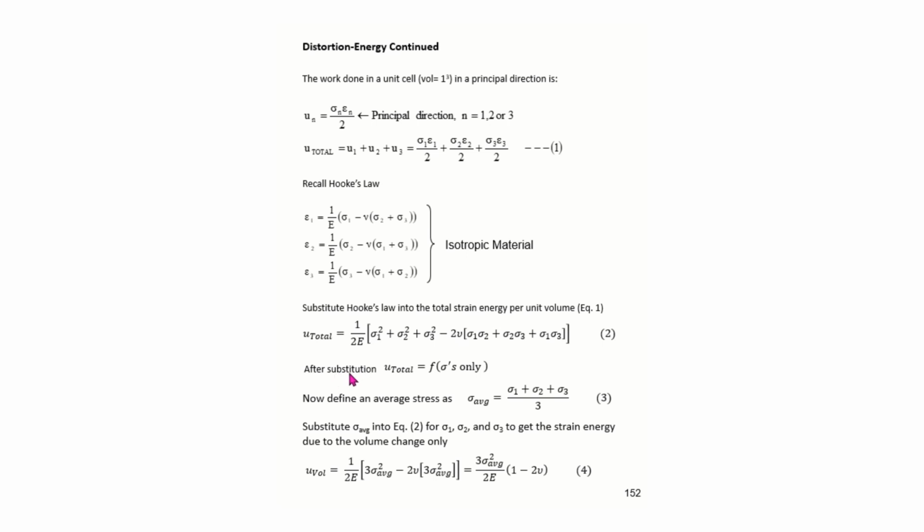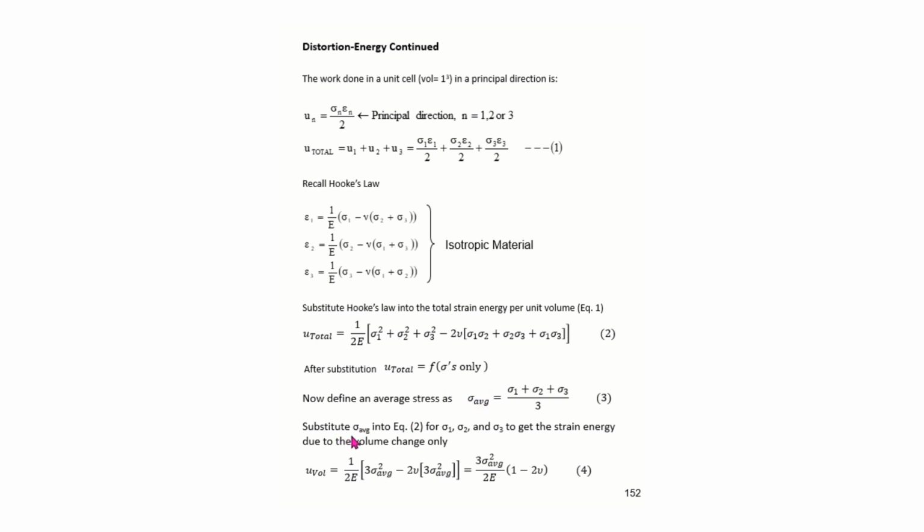And we note that after substitution, the U total is a function of the normal stresses. It's a function of the sigmas only. So all of these are the sigmas, and this U total is a function of only the normal stresses. Now we're going to define an average stress as sigma 1 plus sigma 2 plus sigma 3 divided by 3. So this will be the average stress on the element.